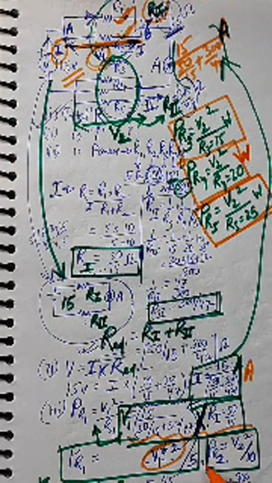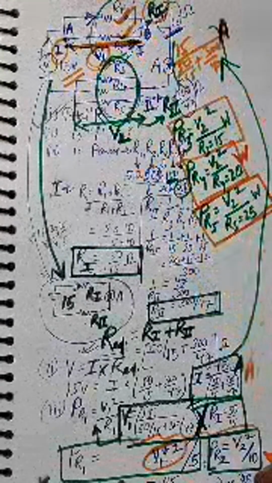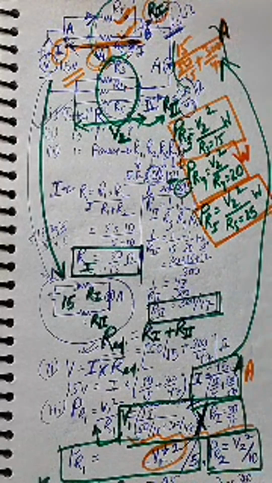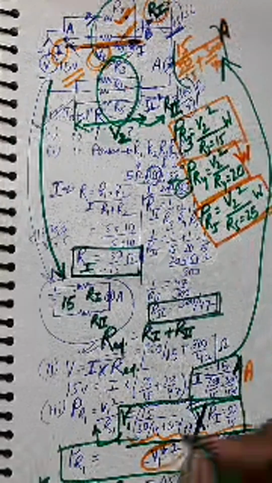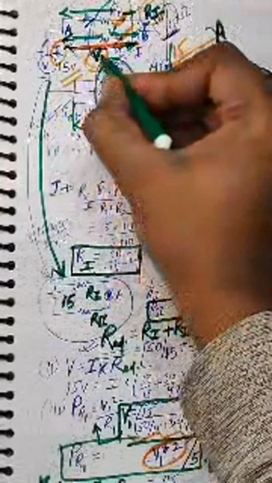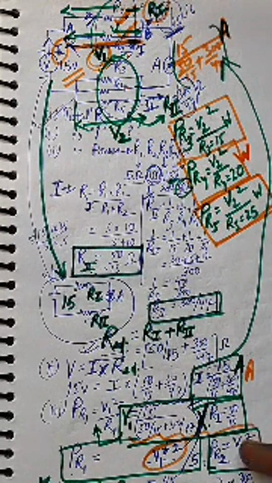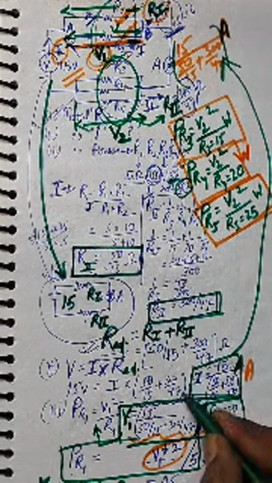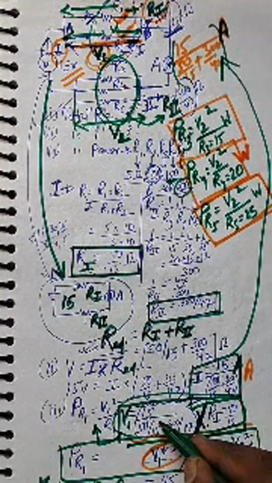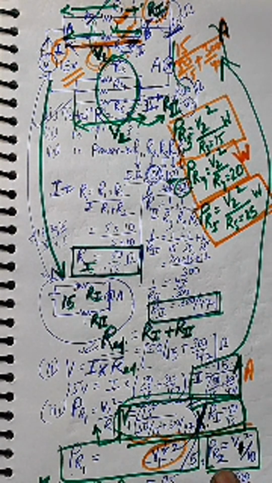Similarly, what will be the power across R2? This will again be V1 square by 10. Since V1 is the voltage across R1 and R2, both are the same, so just keep it as V1, the same nomenclature. This will help you. V1 square by 10, and this is the value of V1 which we have calculated, I into R equivalent. So this will give you the power across resistance R2.